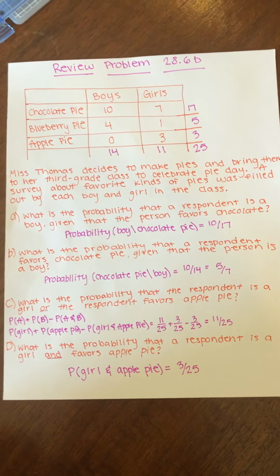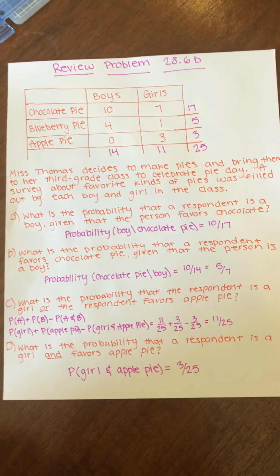So for C, it says, what is the probability that the respondent is a girl or the respondent favors apple pie? To find the probability of this problem, we have to use the formula of the probability of A plus the probability of B minus the probability of A and B, because these two events are not mutually exclusive. So we would find that the probability that the respondent is a girl is 11 out of 25.